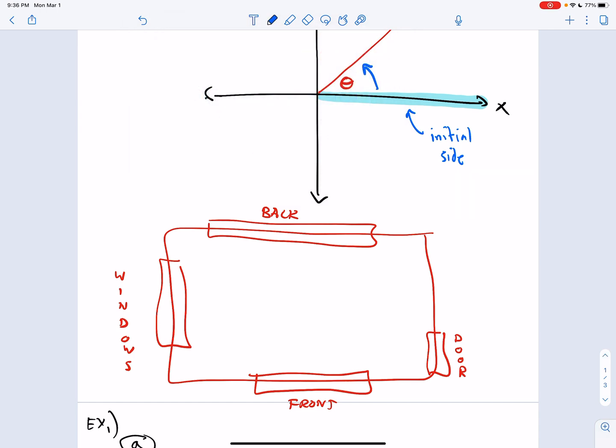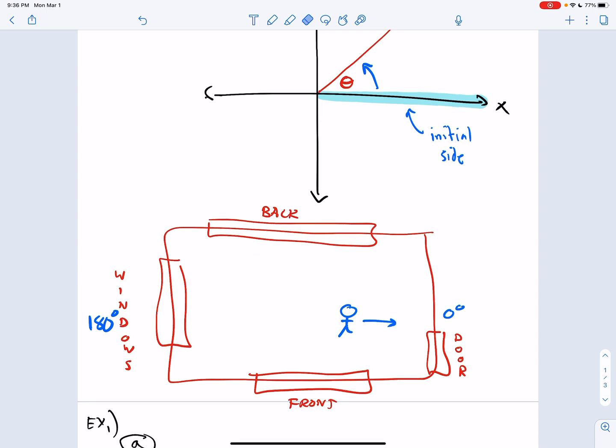Let's say that I was originally facing the door. Okay. So right now I'm at 0 degrees. So for instance, if I rotate 180 degrees, I would be facing this way towards the windows. This is 180 degrees.